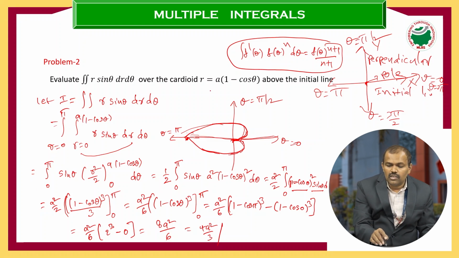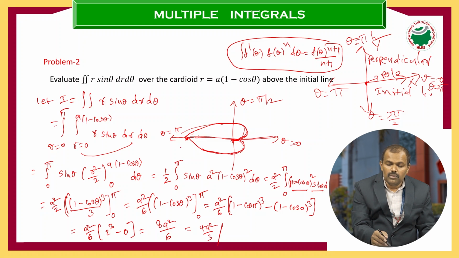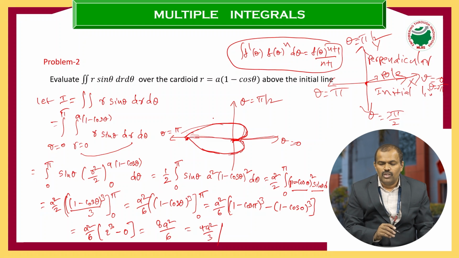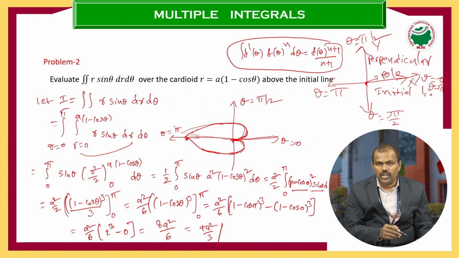So here r, when theta is equal to 0, that means in this arc, when theta is equal to 0, r value is also 0. That's why it passes through the pole. And it meets at theta is equal to 180 at the point 2a comma 0. So this is the structure of the cardioid.